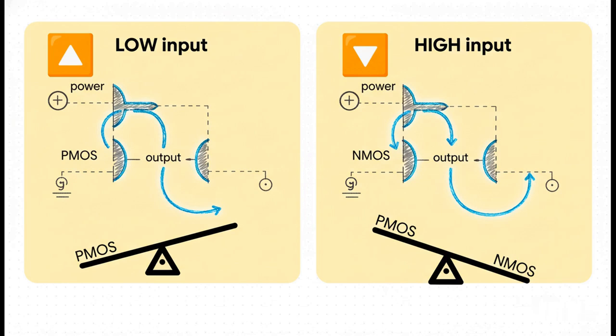Now watch what happens when we flip the input. When the input is high, a 1, the exact opposite happens. The PMOS turns off, the NMOS turns on, and now the output is connected directly to ground. It becomes low, a 0. They work in perfect opposition. It's kind of like a seesaw. One is always up when the other is down.